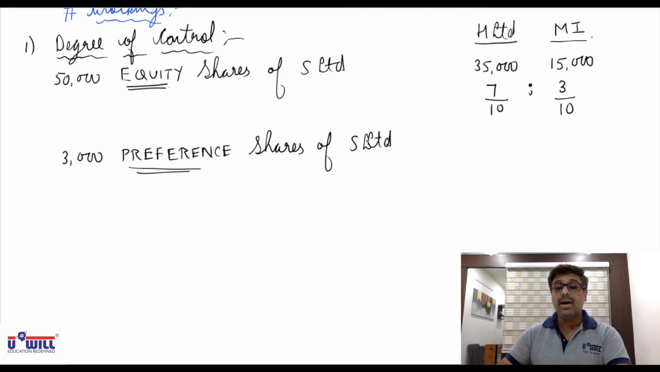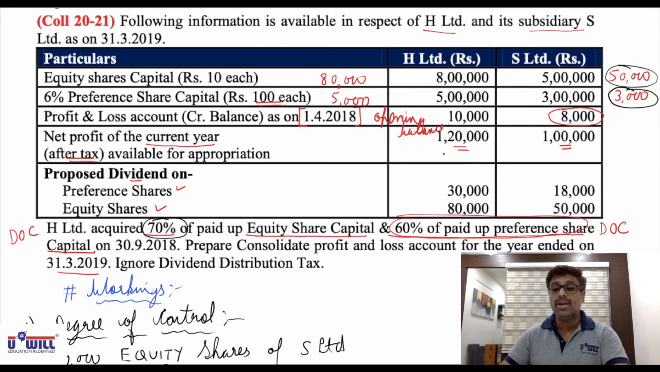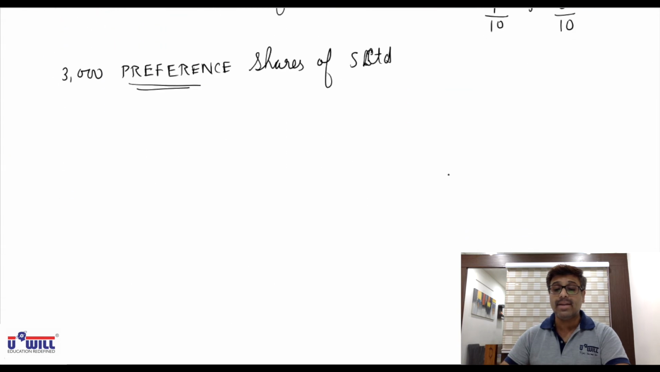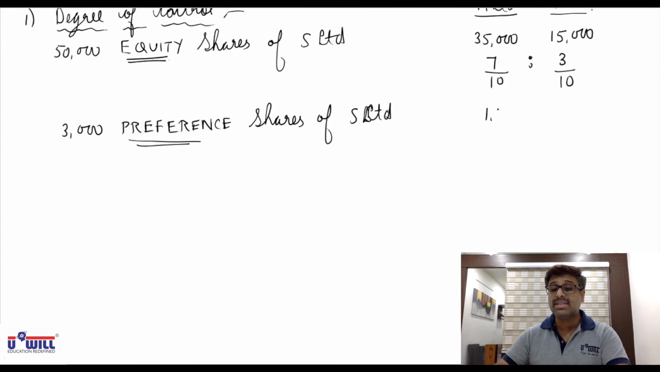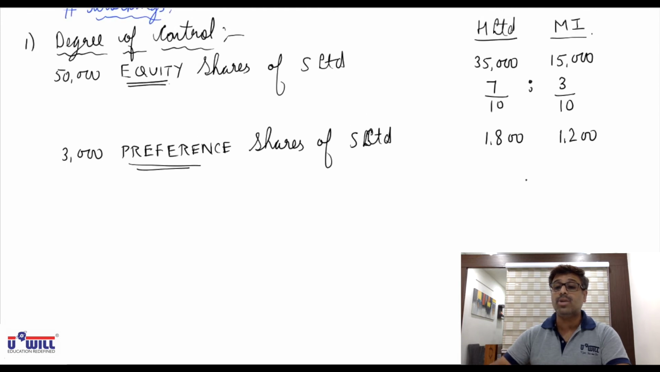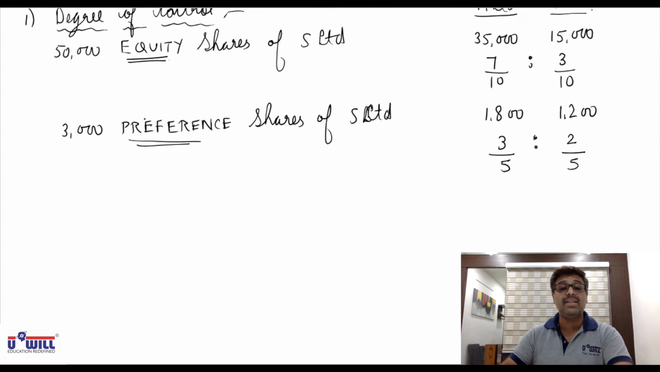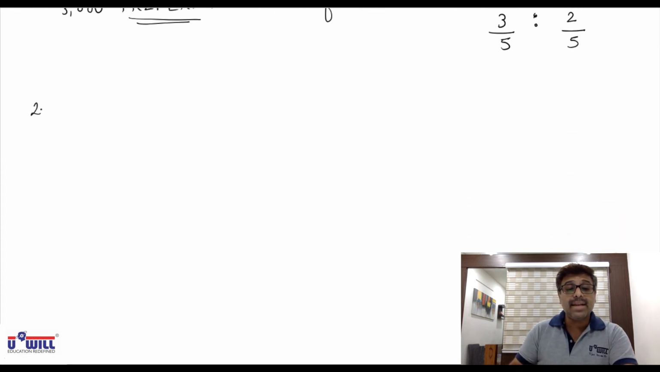From that, how many preference shares are acquired by holding companies? 60% are acquired. So 3,000, 60%, 1,800. Remaining 1,200 are with minority shareholders. If you cancel the zeros, 18 and 12 both are divisible by 6. 18 divided by 6 is 3. 12 divided by 6 is 2. So 3 is to 2. 3 plus 2, 5. 3 by 5 and 2 by 5 is the ratio of degree of control of preference shares. Second workings we will make of time ratio.